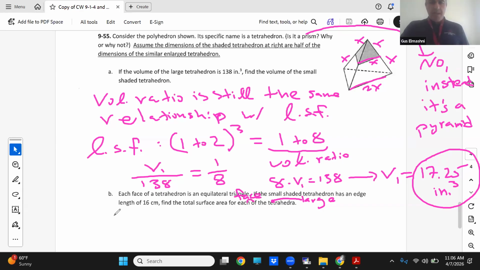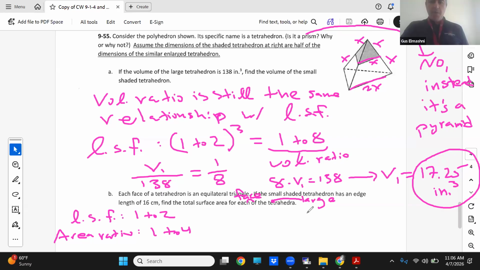So yeah, if we think about it, the scale factor is 1 to 2. What's the area ratio, guys? What would the area ratio be? 1 to 4. So you have to square it. So it's 1 to 4.